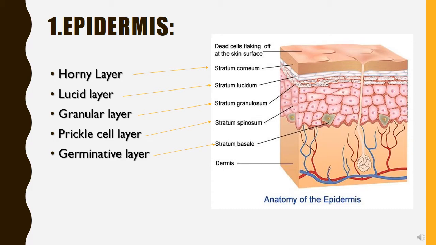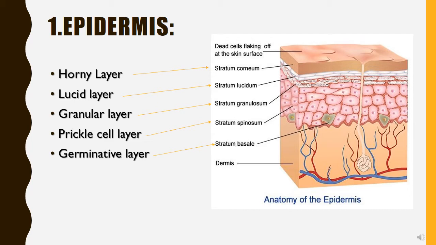The epidermis is subdivided into different layers: the horny layer, lucid layer, granular layer, prickle cell layer, and germinative layer. We will explain it one by one. The horny layer, or stratum corneum, is composed of fine anuclear keratinized elongated cells. They are thinly attached to one another and are filled with the horny substance, keratin. It includes deep cells and keratinized cells without nucleus.